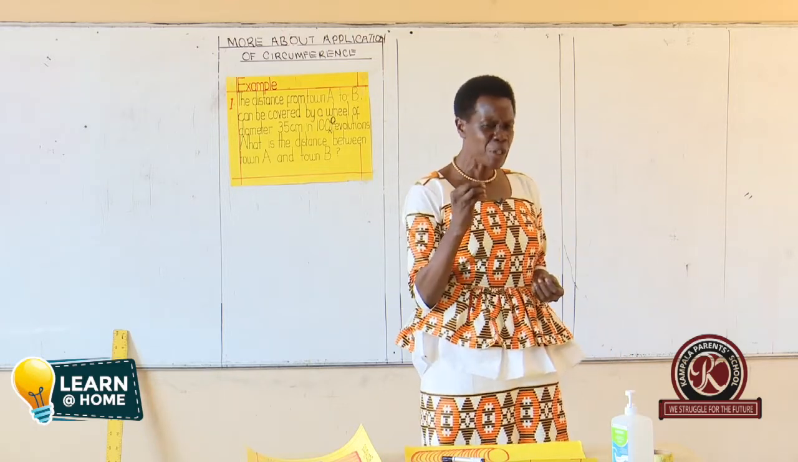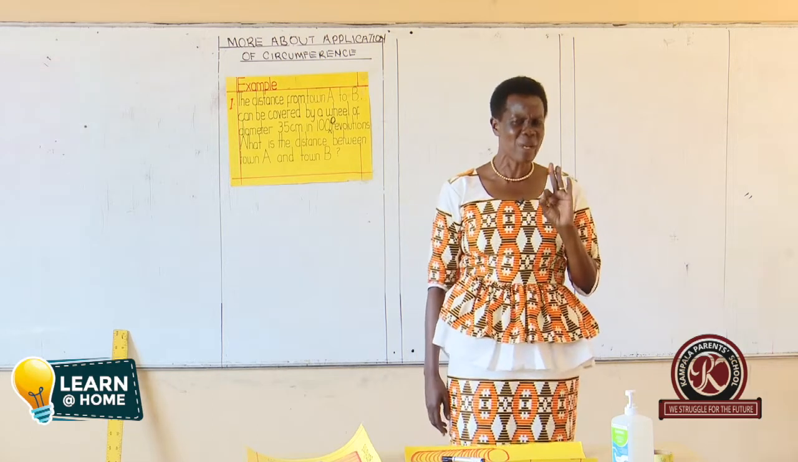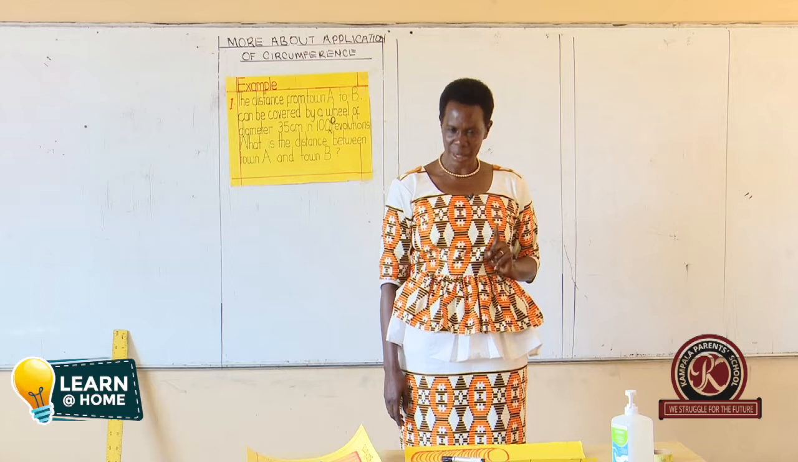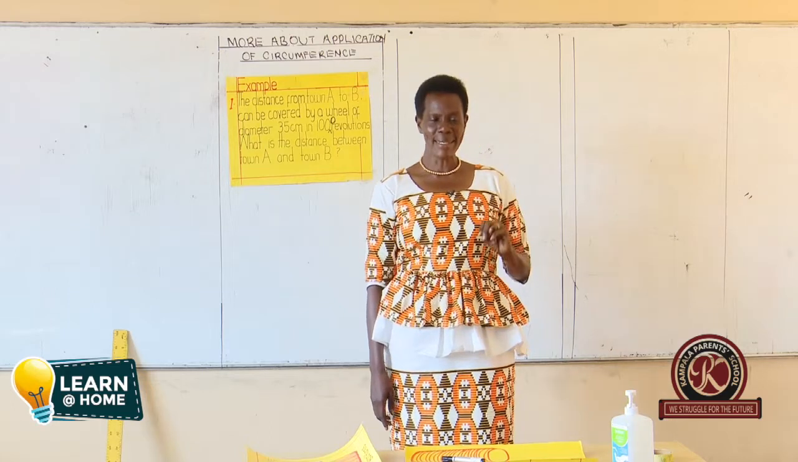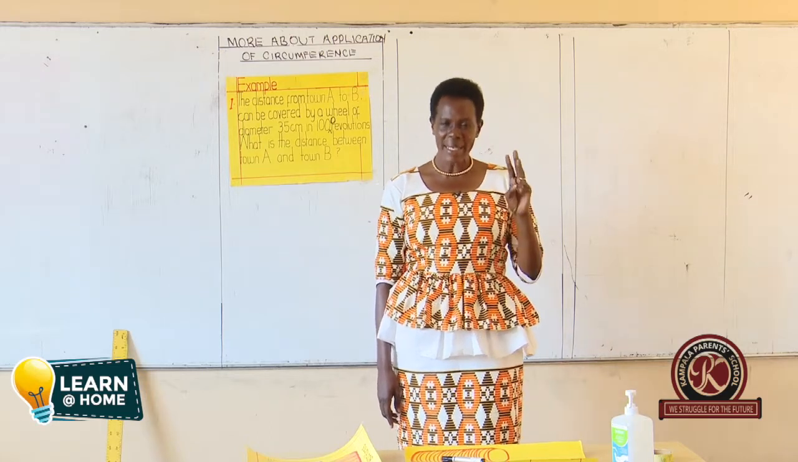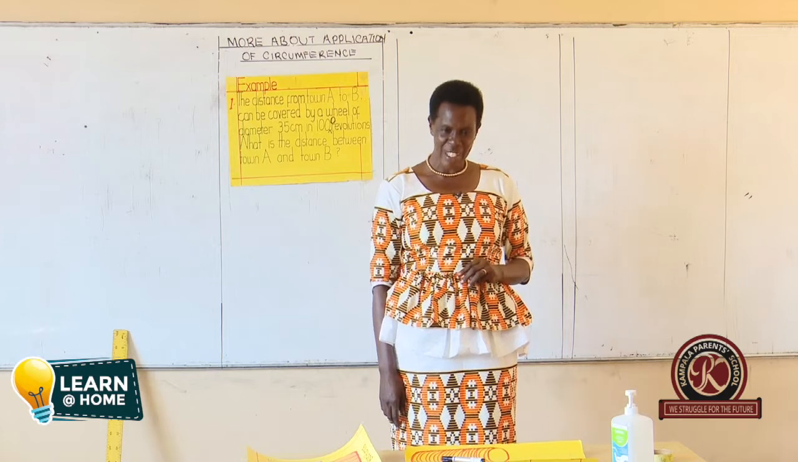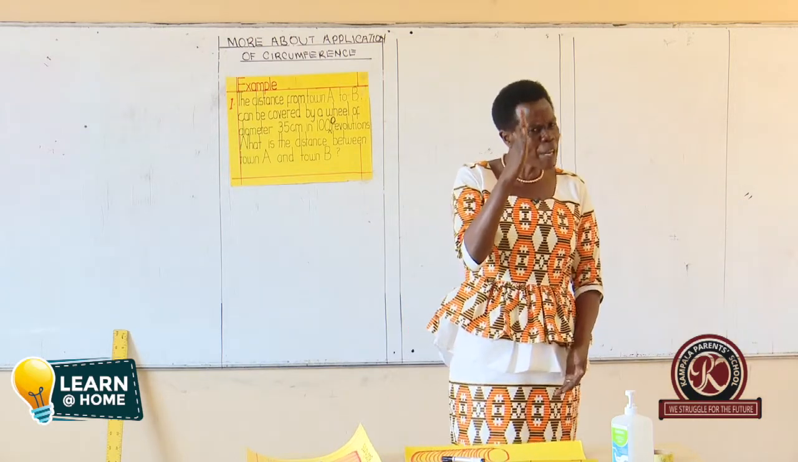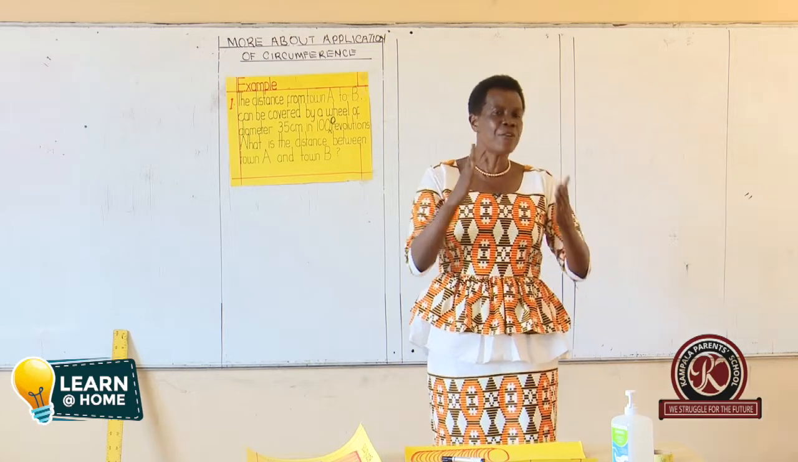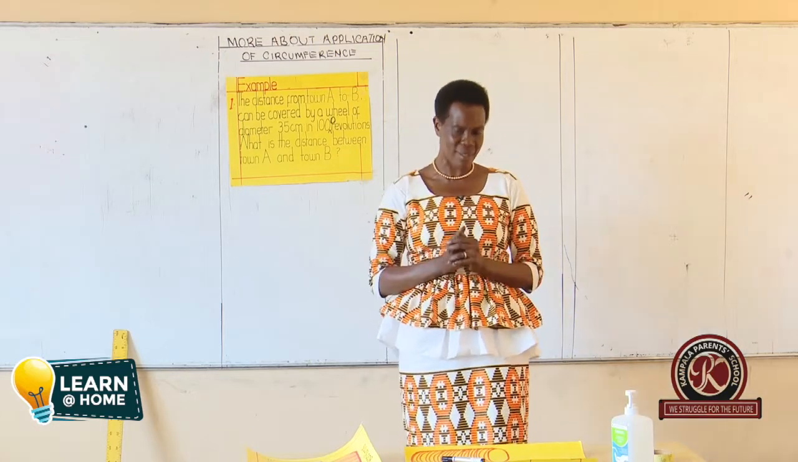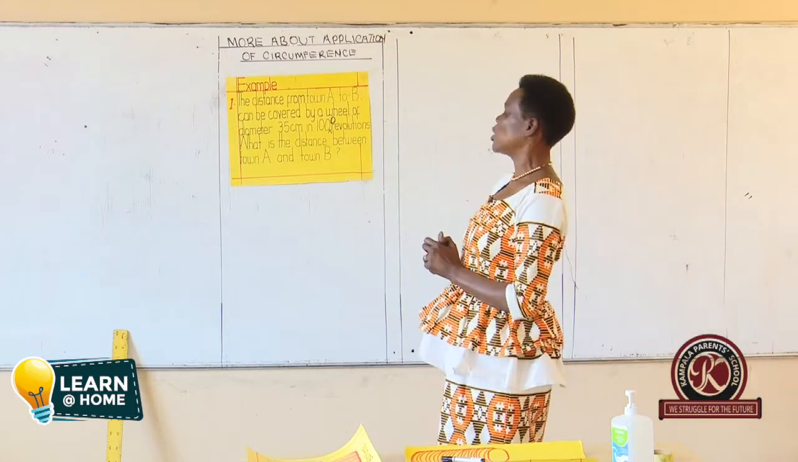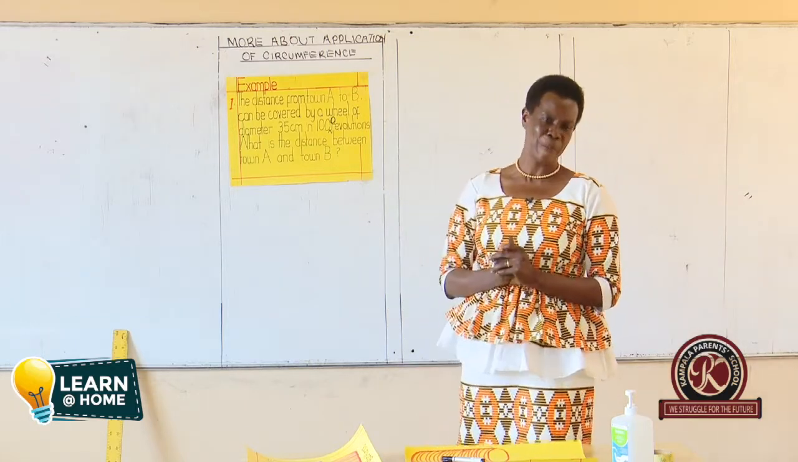When I was talking about that, there are three things I have always been mentioning. 1, the number of revolutions. 2, the distance. 3, circumference. Those are the things I'm looking for. In the first part of our work, I gave you to find the number of revolutions. But now, let us look at the question. What are they asking for?